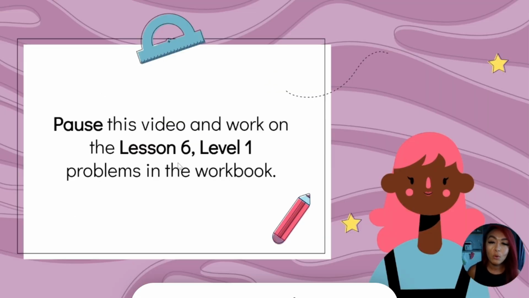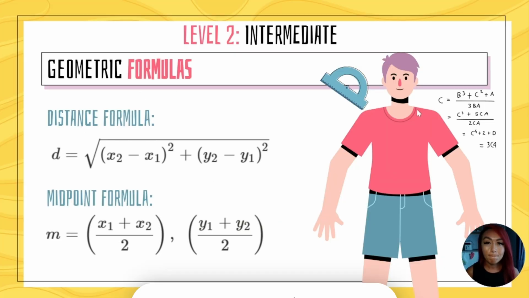Please pause this video and work on the Lesson 6, Level 1 problems in the workbook. In Level 2, you're going to have to remember some geometric formulas in order to answer some of these multi-step problems. So you need the distance formula for sure, and you may or may not need the midpoint formula depending on what route you want to take to problem solve, but you definitely need the distance formula.